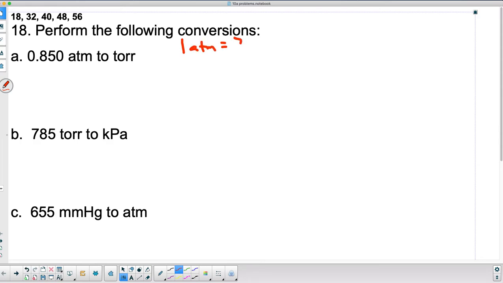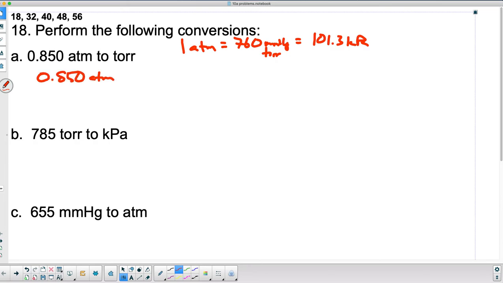and that's 1 atmosphere equals 760 millimeters of mercury and torr. These are the same, and then 101.3 kilopascal. Okay, we should know those. Please have those written down, like do whatever you need to do. So this is 0.85 atmospheres.